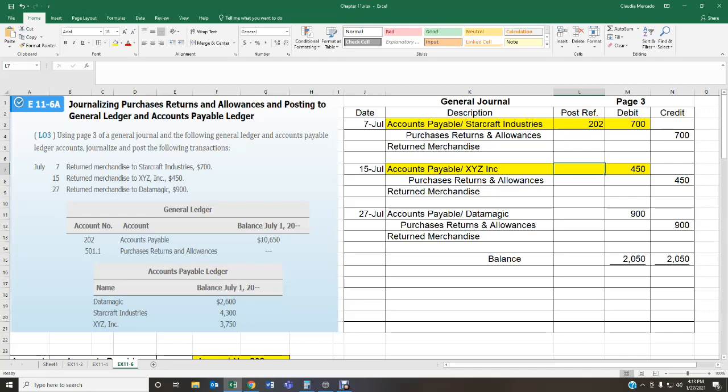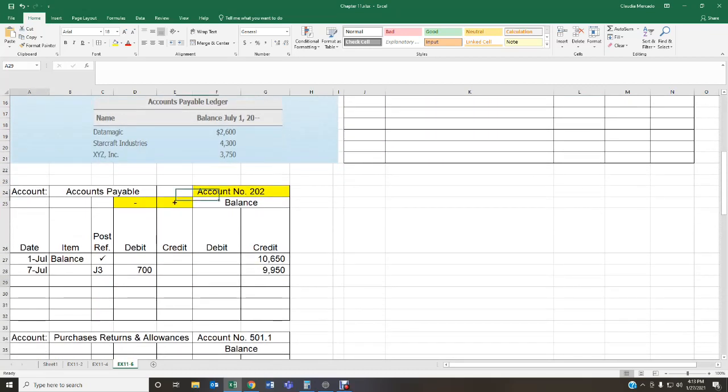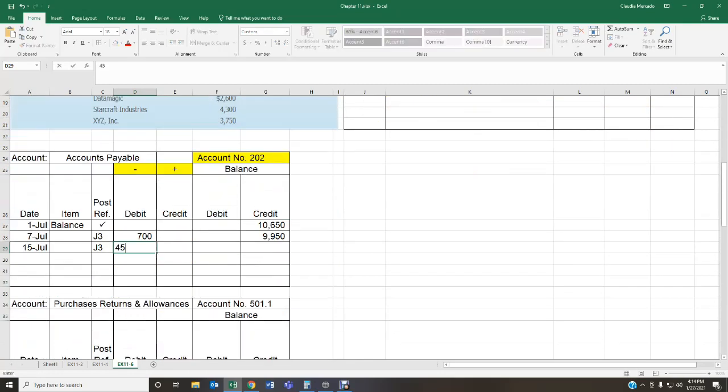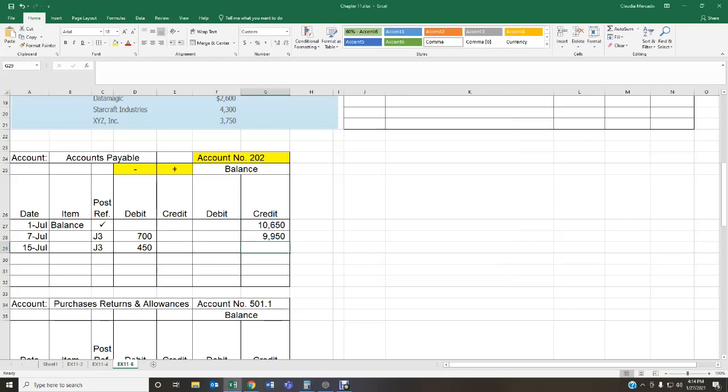Okay. So for the second one, I have $450 on July the 15th. It's coming from journal number 3. And I've got a debit of $450. Because it's a debit, I am going to subtract. And this only applies to my liability accounts. This is a liability, accounts payable. It's not always going to be a subtract. It depends on the type of account that it is. So I've got $9,950 minus $450. That gives me $9,500. That's my balance.